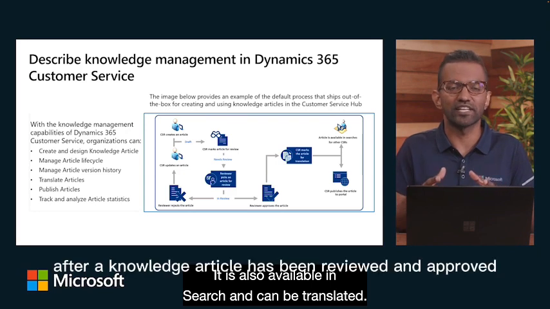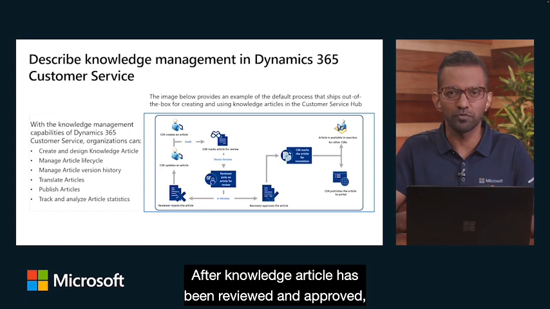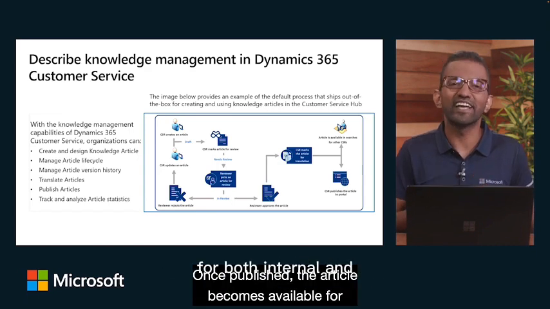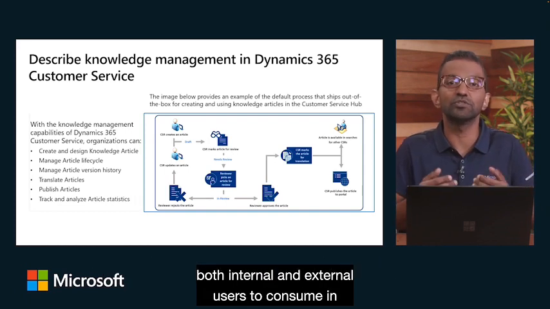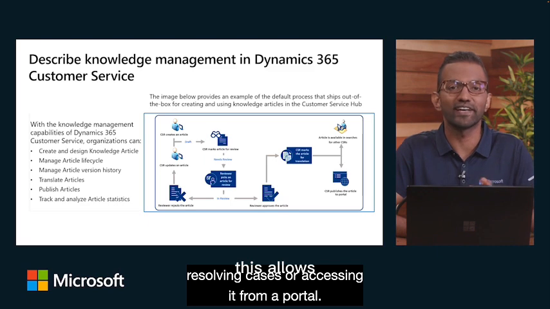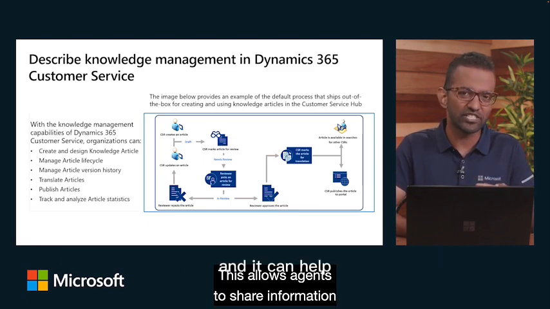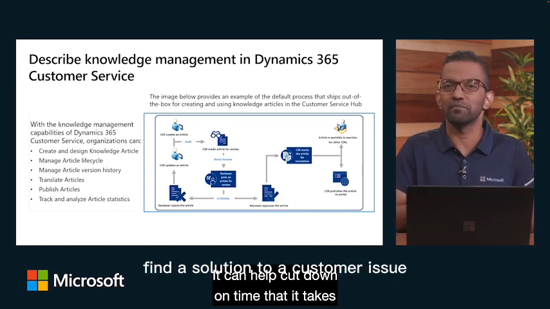After a knowledge article has been reviewed and approved, it is now ready to be published. Once published, the article becomes available for both internal and external users to consume when resolving cases or accessing it from a portal. This allows agents to share information in a much more centralized fashion, and it can help cut down on the time it takes to find a solution to a customer issue.